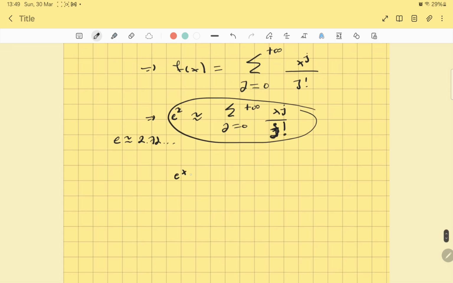So let me write it clearly: we approximate it by the Maclaurin series, x to the power of j over j factorial.